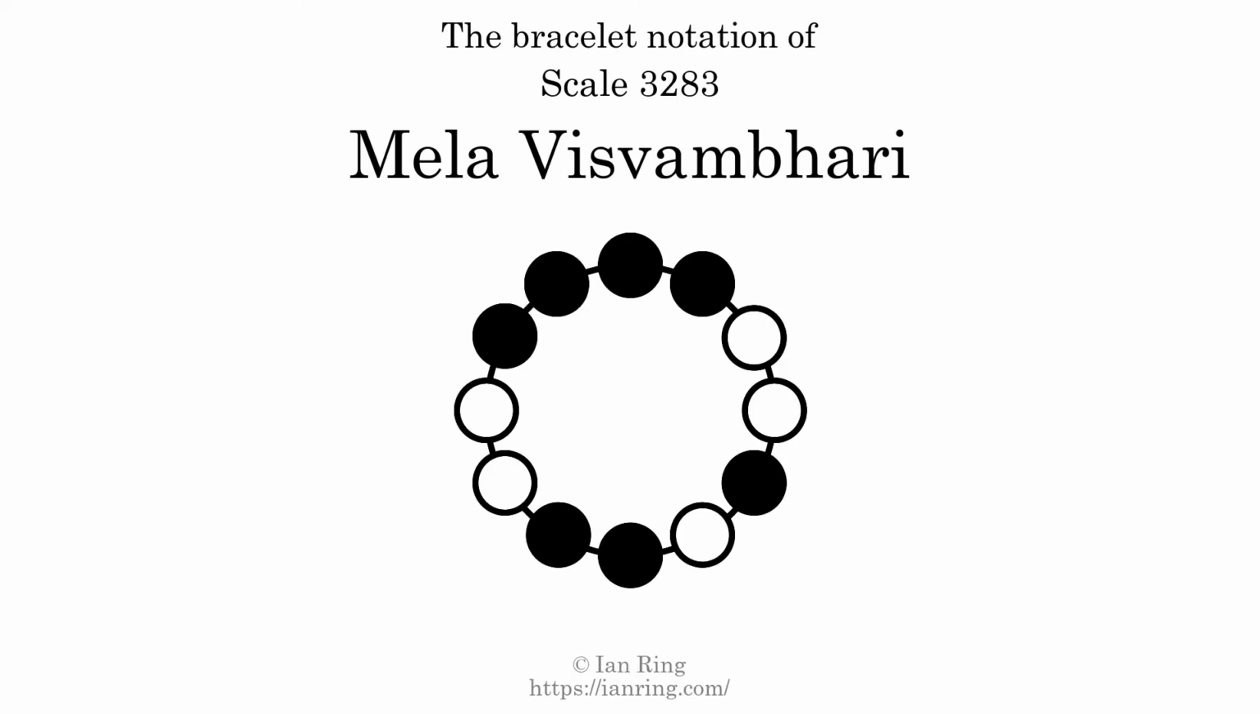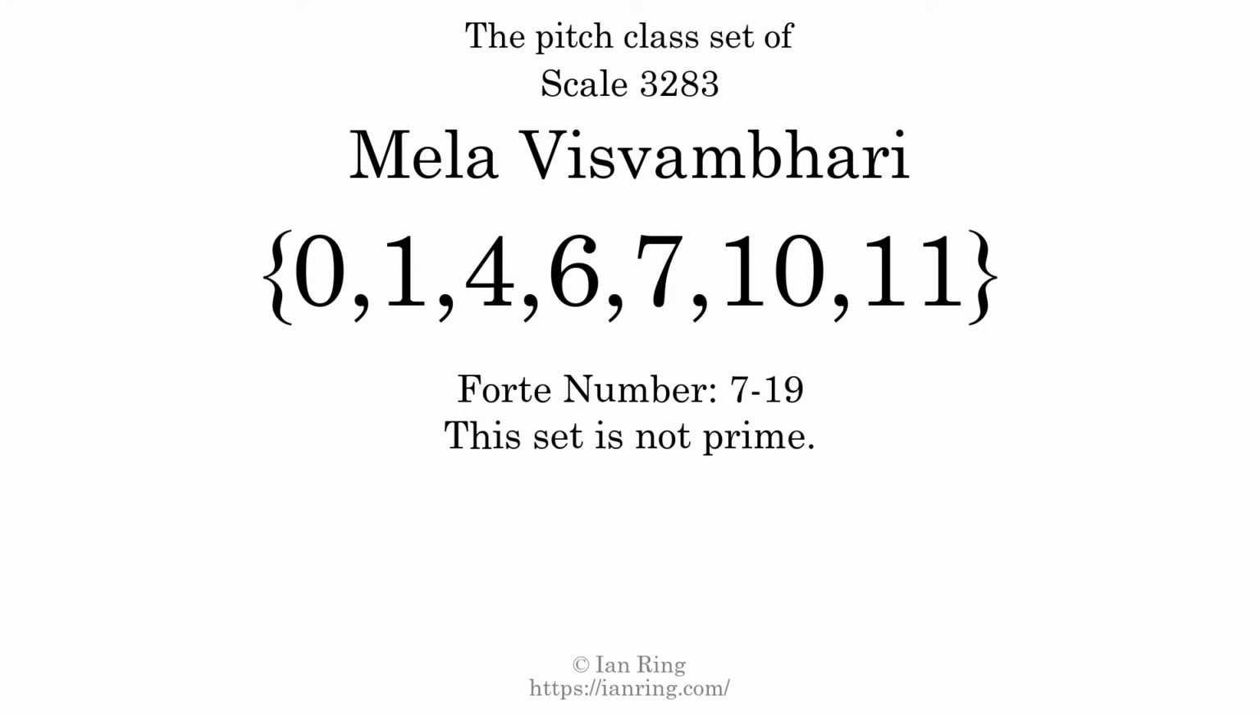This is a bracelet notation diagram of scale 3283. The shaded circles represent tones that appear in the scale, and they are read clockwise, starting at the top. The pitch class set for this scale is 0, 1, 4, 6, 7, 10, 11. The prime class is 7-19. This set is not prime.